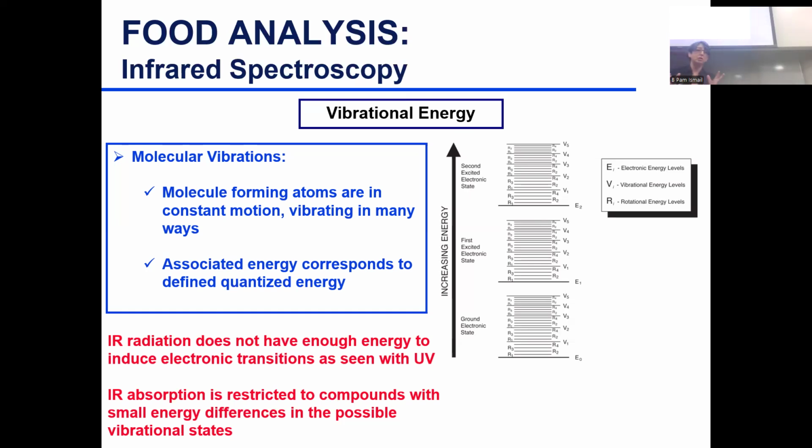So vibration really refers to the bonds within a molecule. The bonds within a molecule can stretch or bend, and I'll show you the image in a little bit. And then upon the energy being released, they vibrate. And that's why it's called vibrational energy.